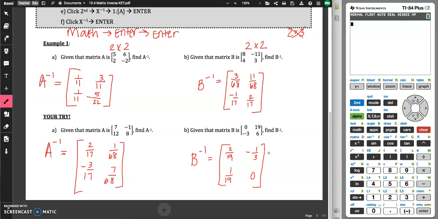So if you're having trouble or not getting the same answers, first double check that you typed the inverse in correctly, and then make sure you're following the right order of the steps and going back to the home screen, the regular home screen, before you do the inverse calculation.